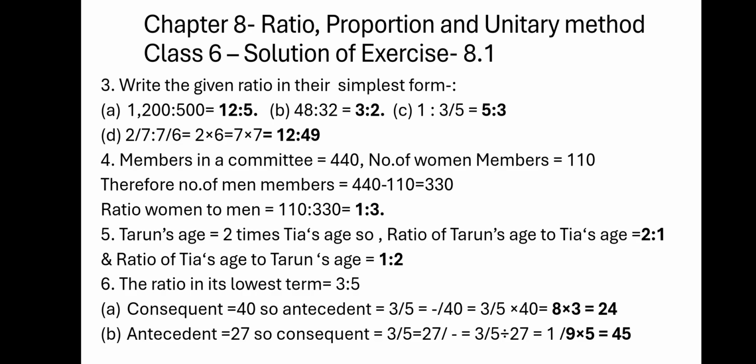Okay. Now antecedent is given 27. So you have to find consequent. So 3 upon 5 is equal to 27 upon what? So 3 upon 5 divided by 27. And that will give you 1 upon 9 into 5. That is 45 is the consequent. So you can see now 27 upon 45, that is 3 is to 5, because both are divisible by 9.